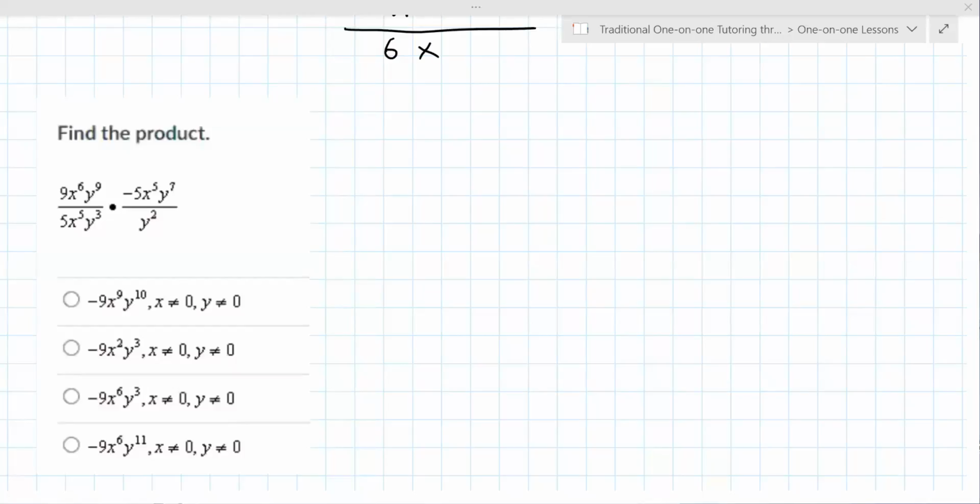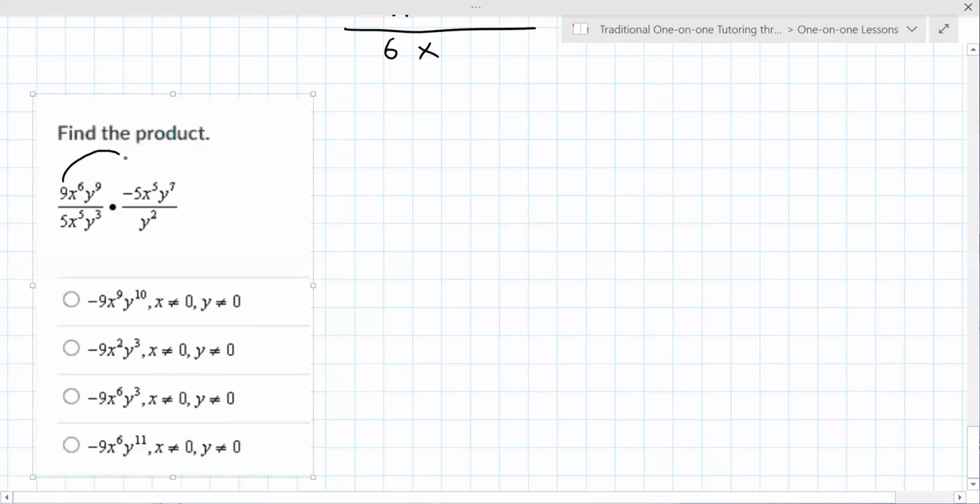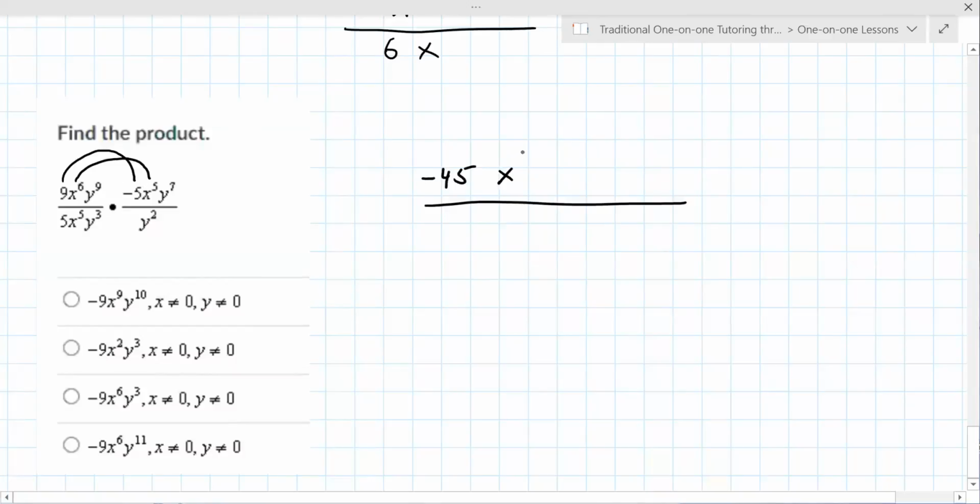One of the things that might make this easier is if we actually combine a few things first. You can combine the 9 and the -5, and that makes -45. Is that clear? Yeah. Now x to the 6th times x to the 5th. When the bases are the same, you add the exponents. So it becomes x to the 6 plus 5, which is 11.